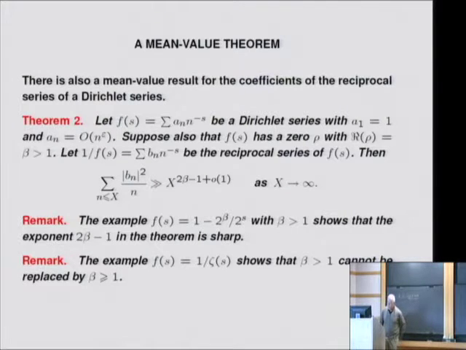First of all, the exponent 2 to the beta minus 1 is sharp. It's an example which shows the equalities attained. Beta greater than 1 cannot be replaced by beta greater than or equal to 1. So how do you prove it?